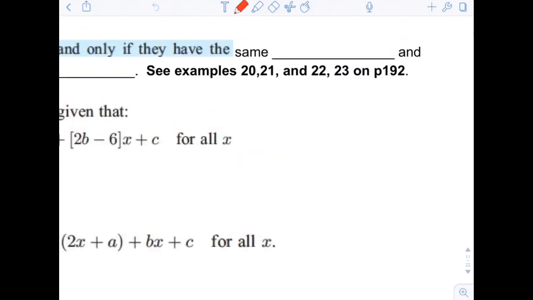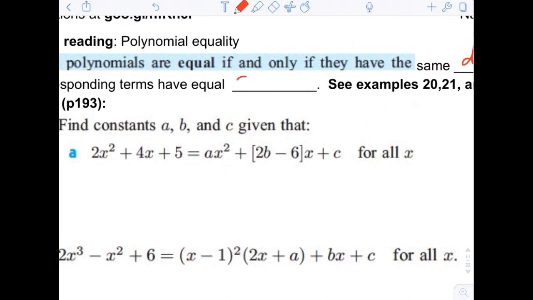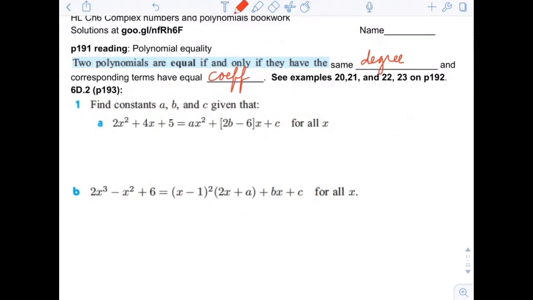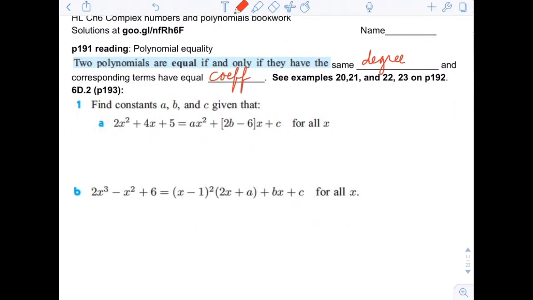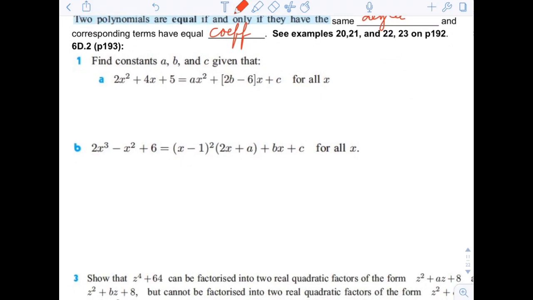They have to have the same degree, which is the n value. And they have to have equal coefficients, which is the number that's multiplied times the variable. That's intuitive, right?